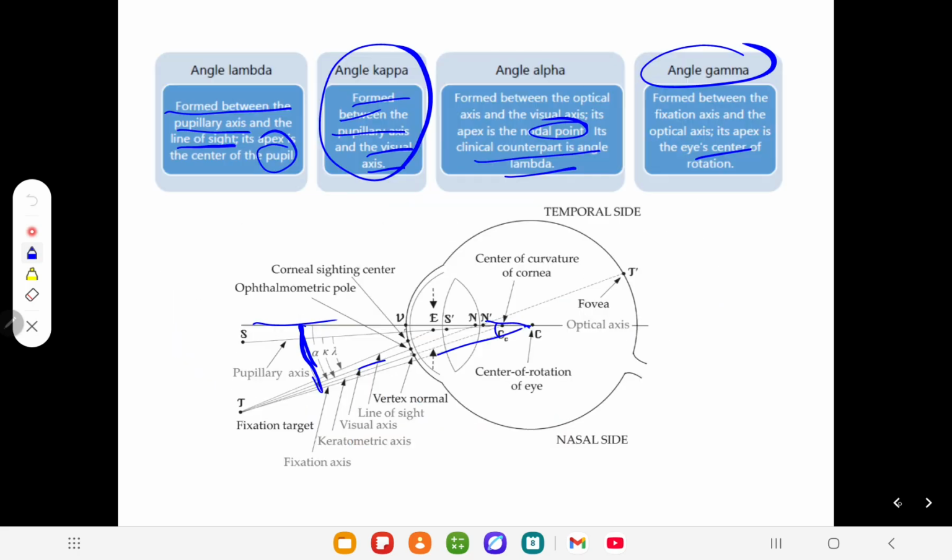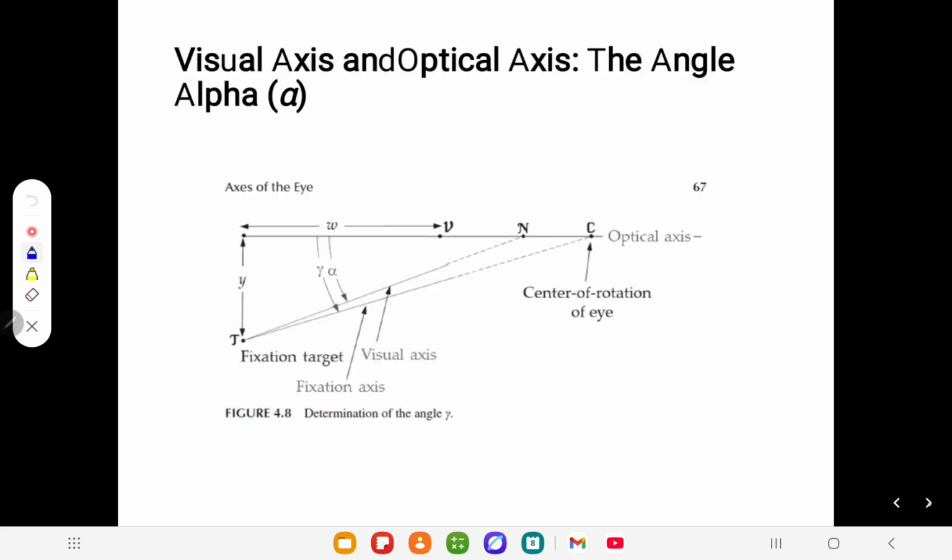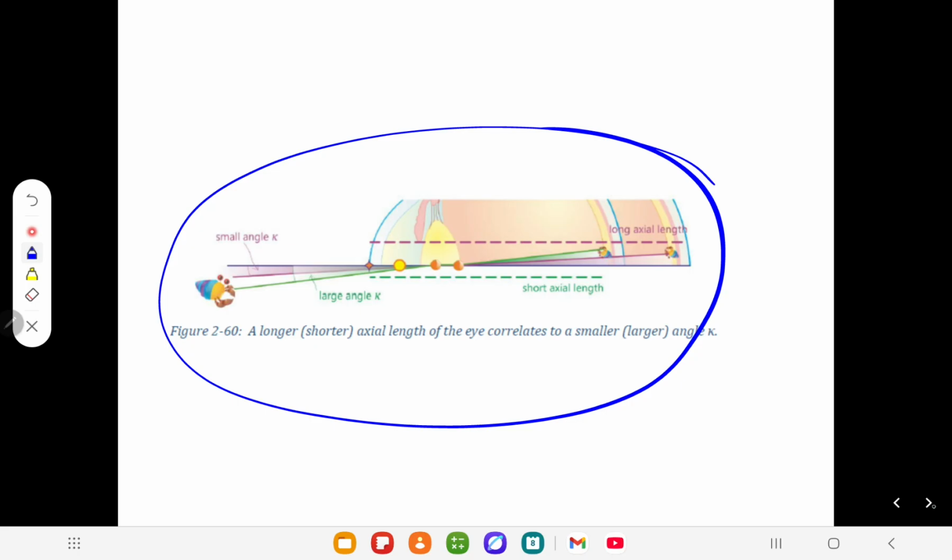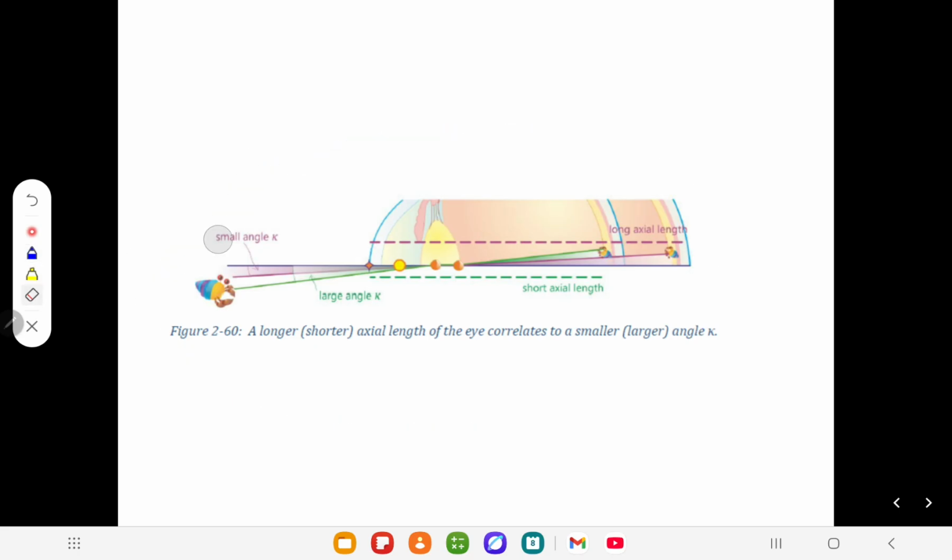See, first I will again emphasize angle kappa. Angle kappa is formed between the pupillary axis and the visual axis. Pupillary axis is very straightforward. Let's take an example. This is the pupillary axis, from the entrance pupil, normal to the cornea.